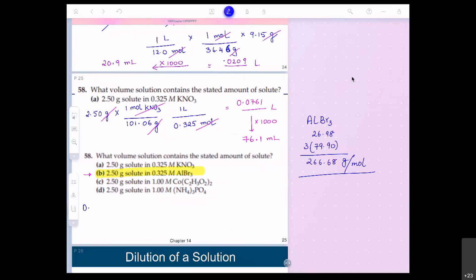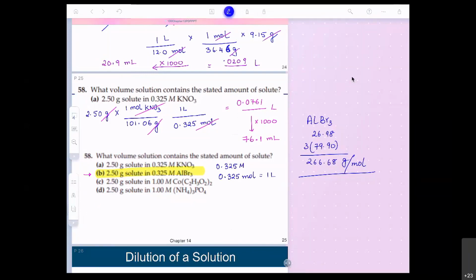So this time, I'm going to start from molarity. You do whatever you're doing, but this is what I'm going to do. This is the same as saying you got so many moles in 1 liter.